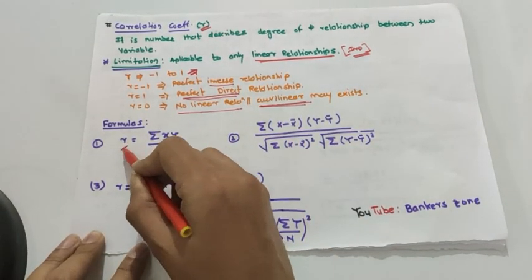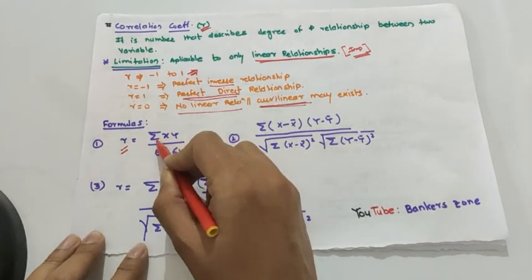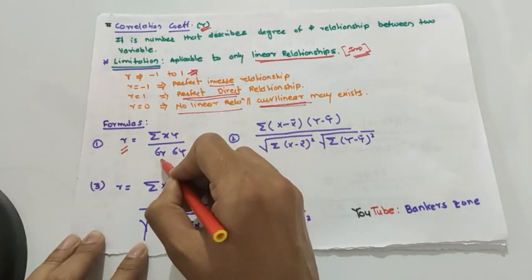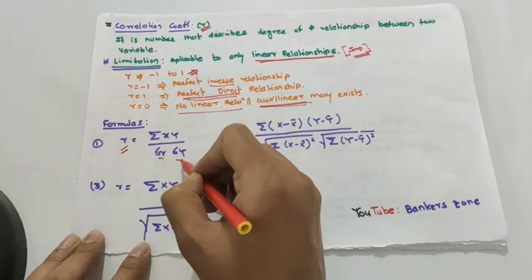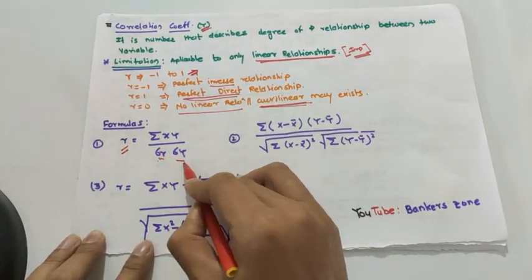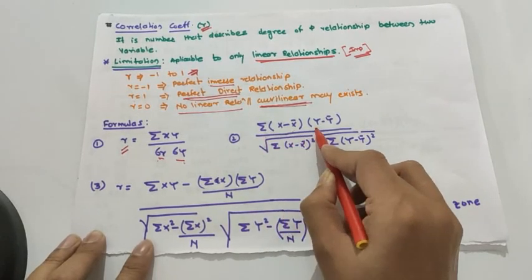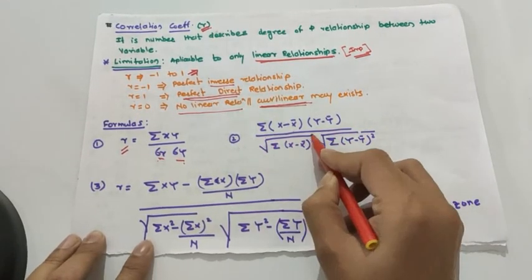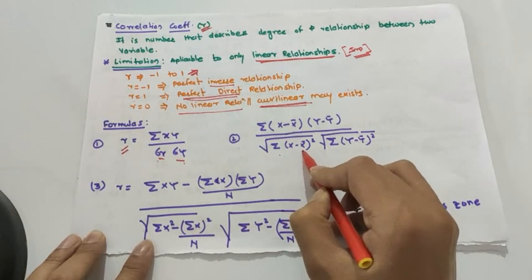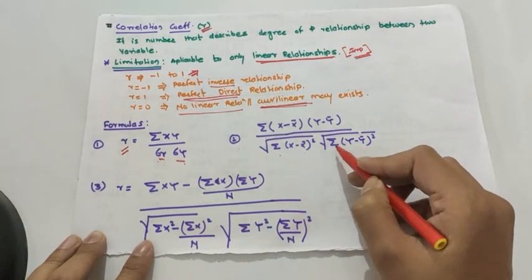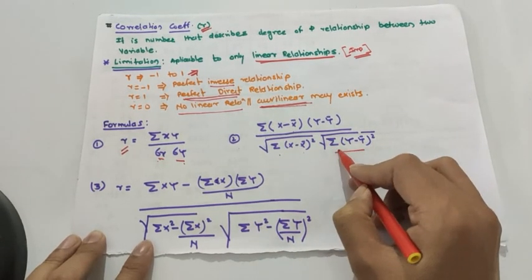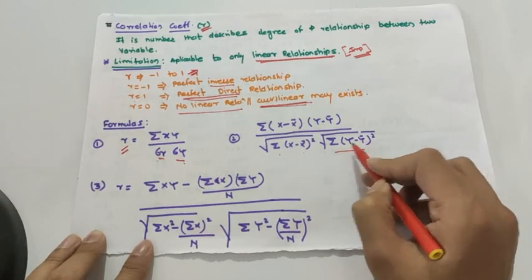For theory purposes, let's look at the formula. What is R? Coefficient of correlation. It is the summation of xy divided by sigma x and sigma y. The second formula is the summation of (x minus x bar)(y minus y bar) divided by the square root of the summation of (x minus x bar) whole squared, and in another root, the same for y, the summation of (y minus y bar) squared.